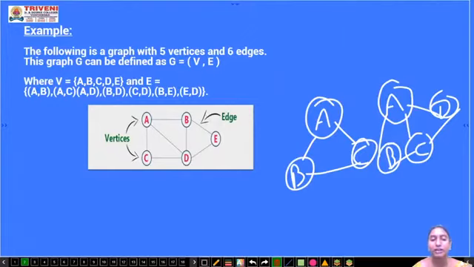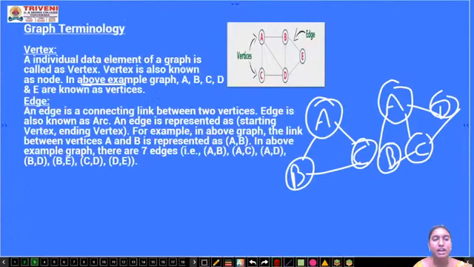How many edges and how many vertices are there? How to represent the edges and how to represent the vertices? Vertices we can directly write as A, B, C, D, E, and edges are written showing from which vertex to which vertex we have to move. That is (A,B), (A,C), (A,D), (B,D), (C,D), and (B,E), (E,D). And next one is graph terminology.